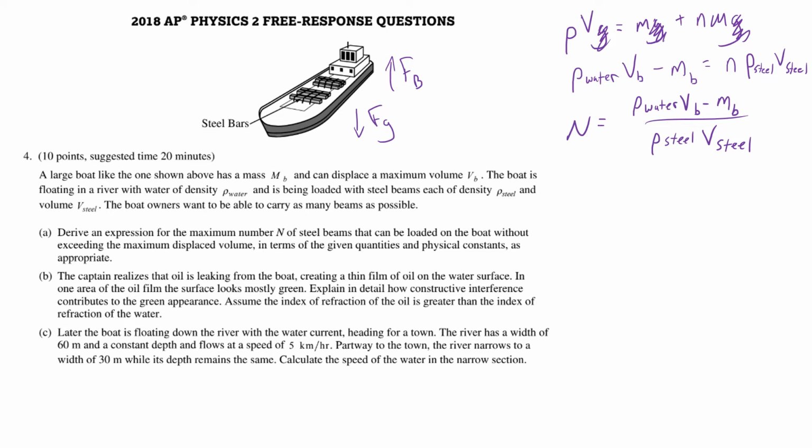Hey, for part B, the captain realizes that oil is leaking from the boat. That's not good. Creating a thin film of oil on the water's surface. In one area of the oil film, it looks mostly green. Explain in detail how constructive interference contributes to the green appearance. Assume the index of refraction for the oil is greater than the index of refraction of water. All right, so let's write that down. n oil is greater than n water.